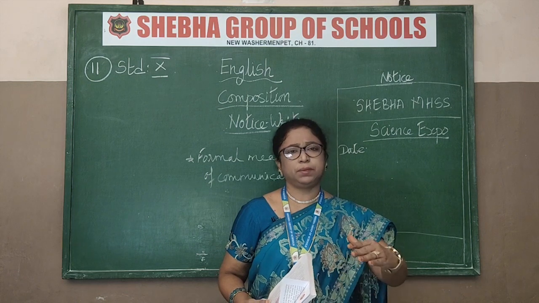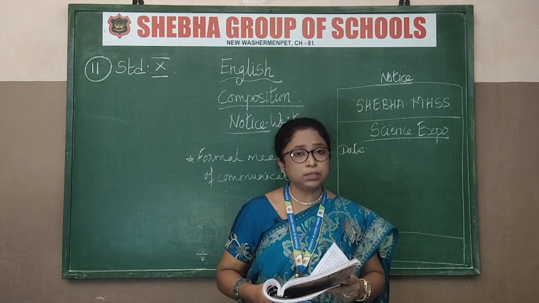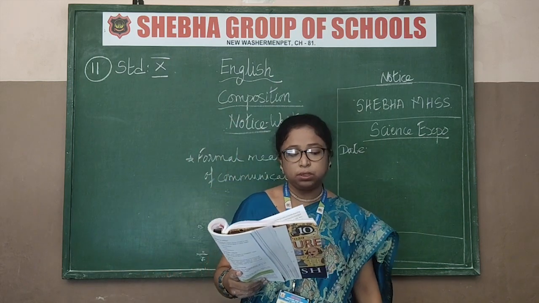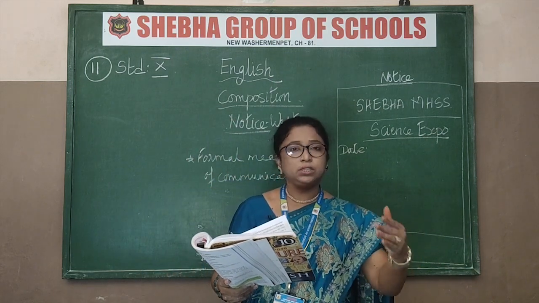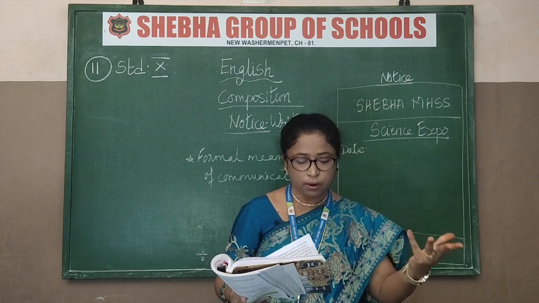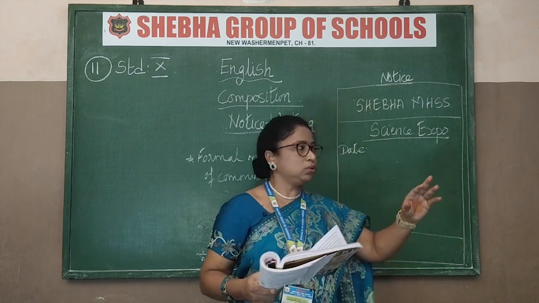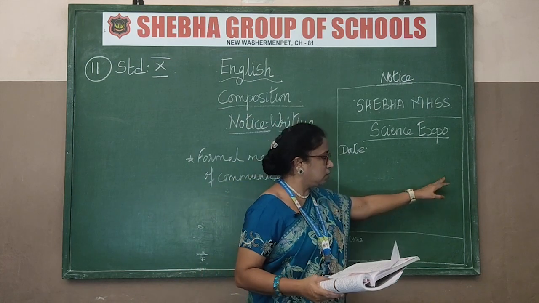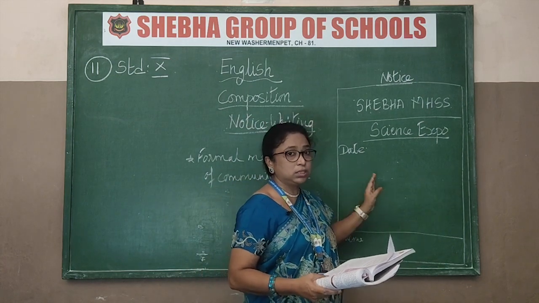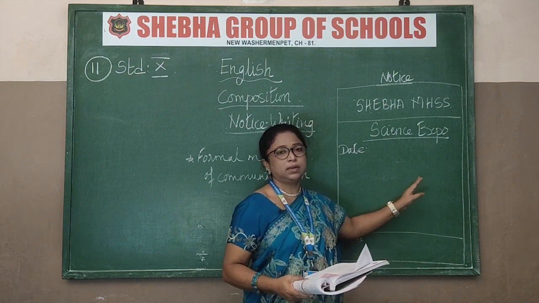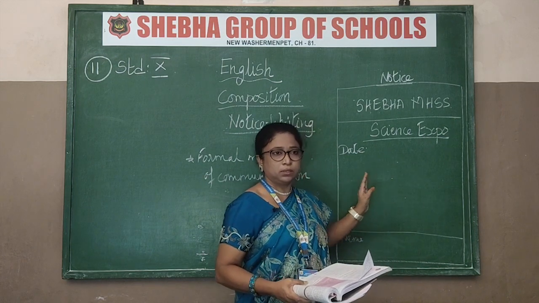Now we will say we keep it for school. So for school, how will you start the notice? You can start the notice by using expressions like, this is to inform you all students, or all the students are informed. Got that now? So you start like this. All the students are informed that, or this is to bring to your notice that our school is going to organize a science expo. When is the date?